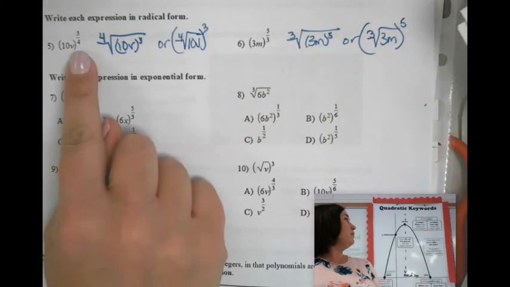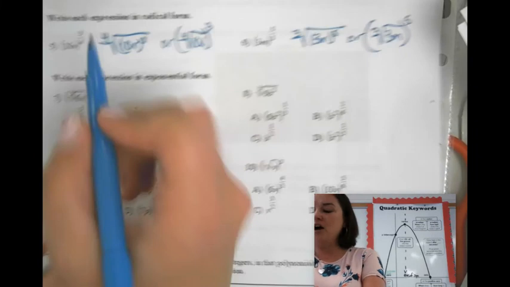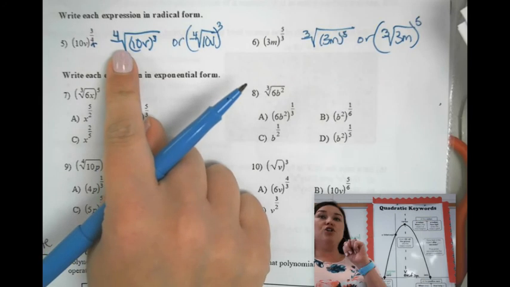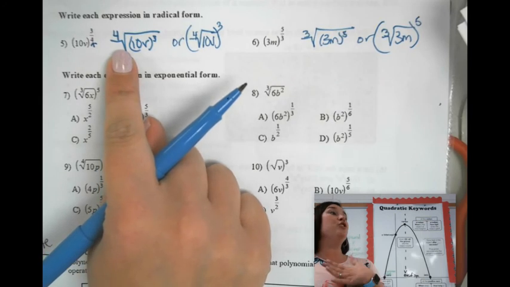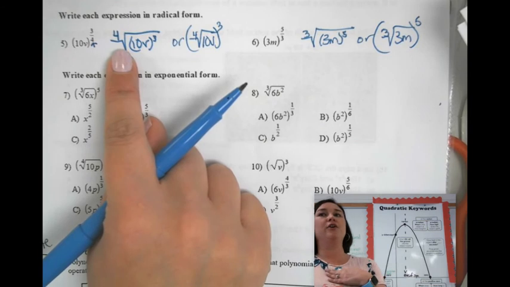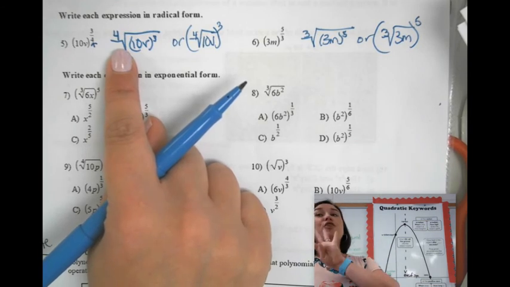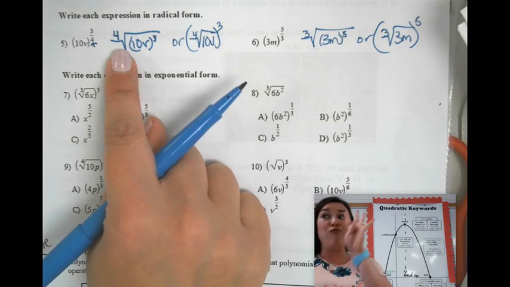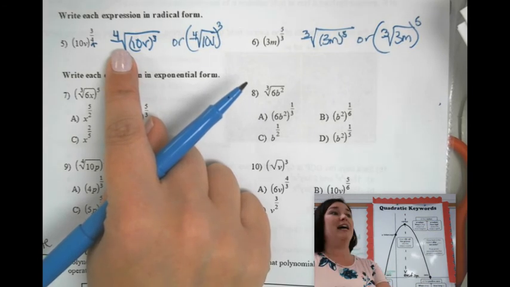But what you need to really remember is that the denominator is what root you're taking. If it is a 2 in the denominator, it's the square root. And we're used to square roots because square root means what number times itself gives you that. Like the square root of 9 is 3 because 3 times 3 is 9. The fourth root means what number times itself 4 times gives you that.